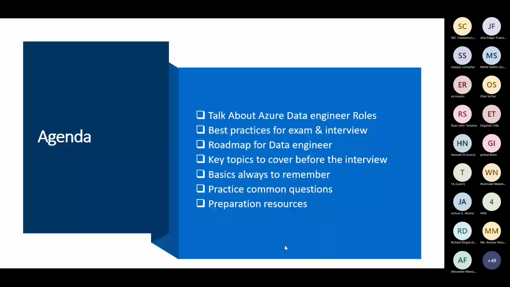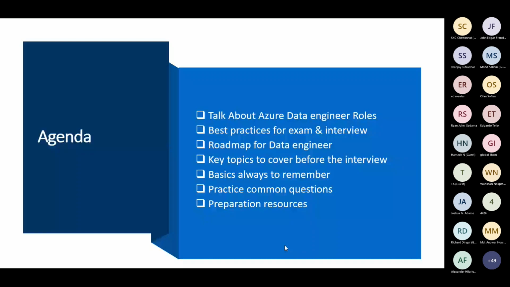And in this session, we are going to talk about the Azure data engineering role. What are the roles and responsibilities we have as an Azure data engineer? What are the best practices you should follow for your exam and interview if you are planning for Microsoft certification for the data engineering role? What is the roadmap for data engineering? How can you prepare for the certificate?